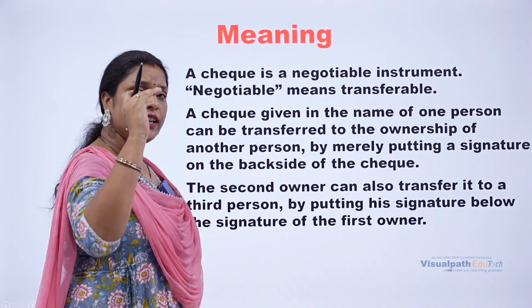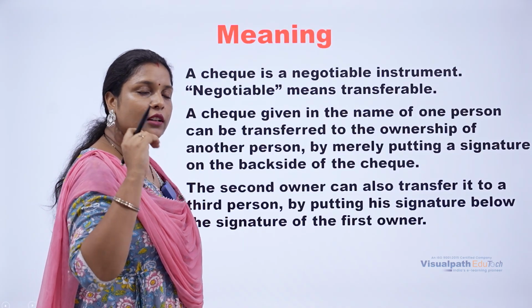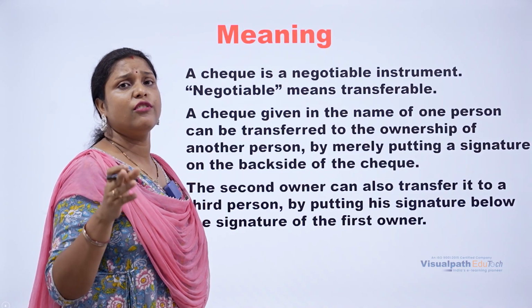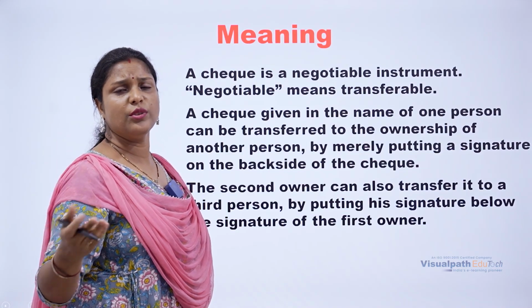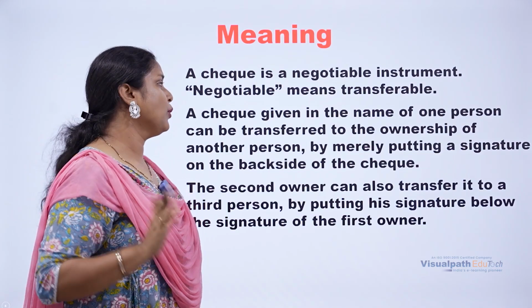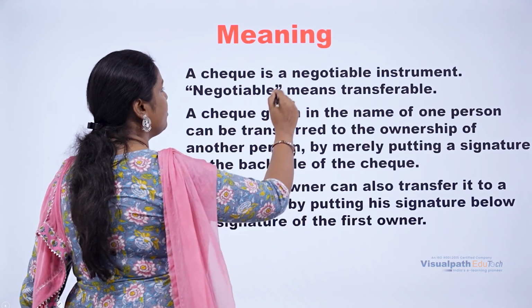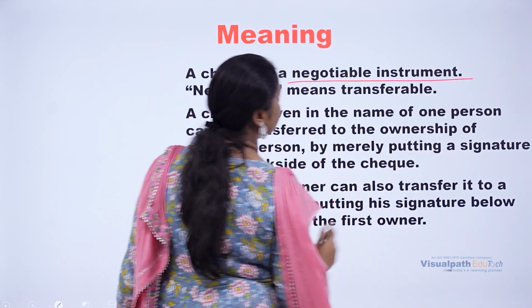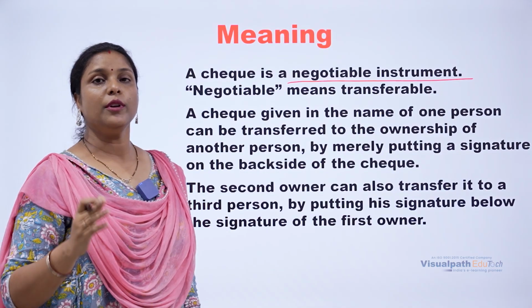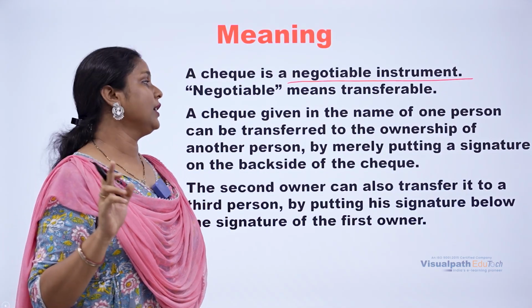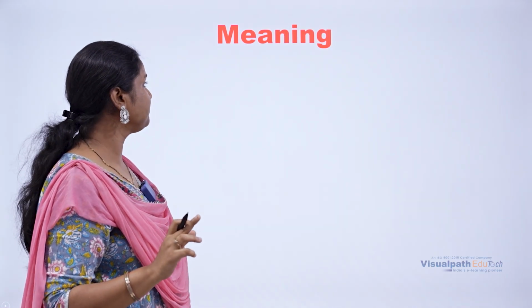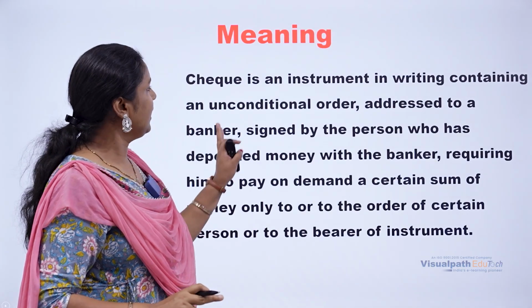As I told, signatures can come one by one, and the check can be transferred from one person to another, another person to a third person. Like that, it can keep on going. Because of this transferability, it is known as a negotiable instrument. So, because of its transferability, we call it a negotiable instrument. So, a check is an instrument.